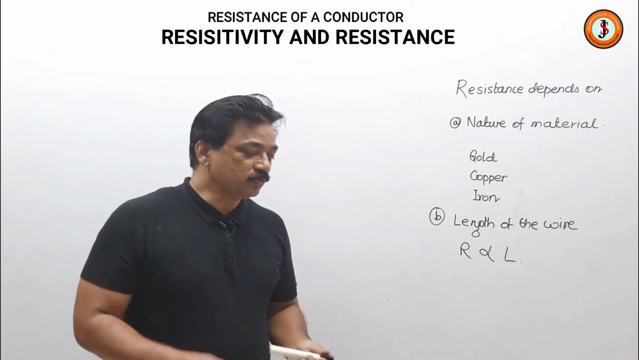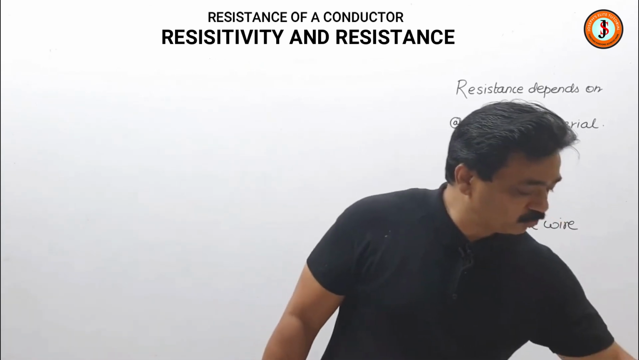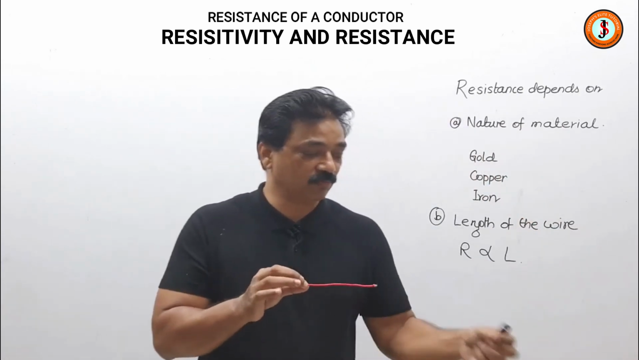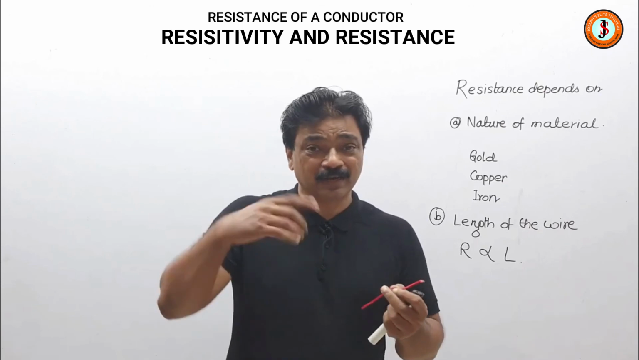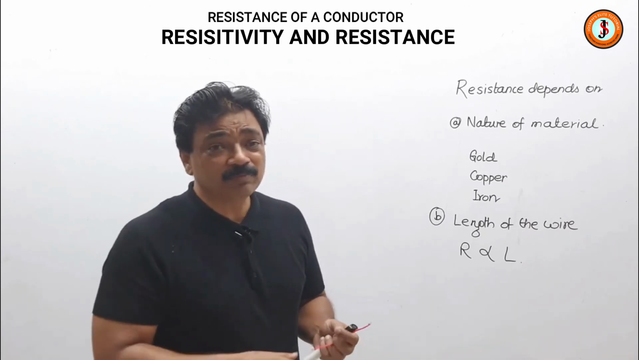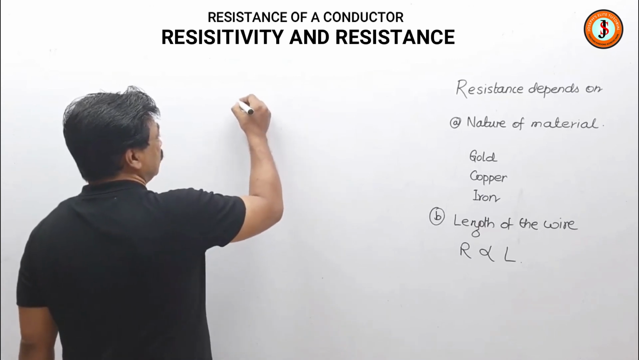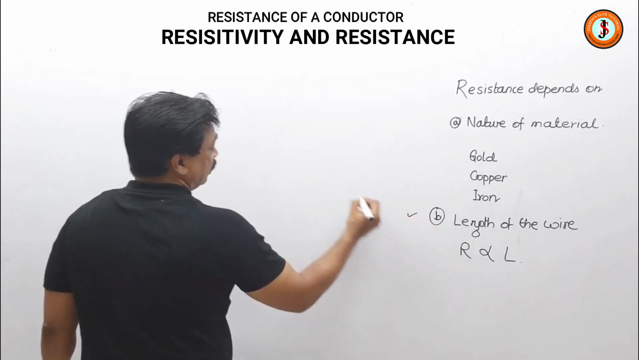Now suppose I take two wires of the same length. I keep the length the same. Suppose I take two wires of the same length, but one is thicker and another one is thinner. Then it will become just the opposite. Try to see this. I am explaining this point, number one, length of the wire.